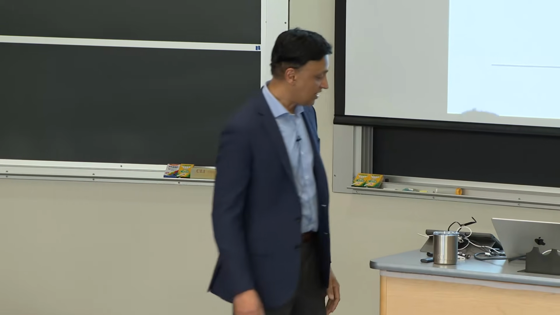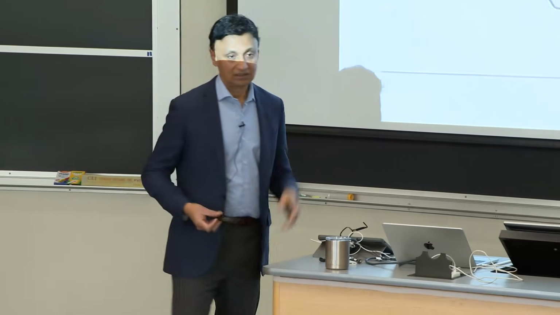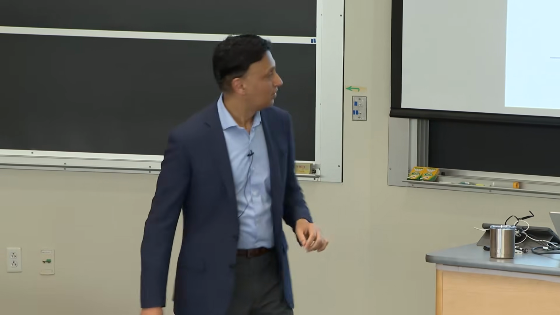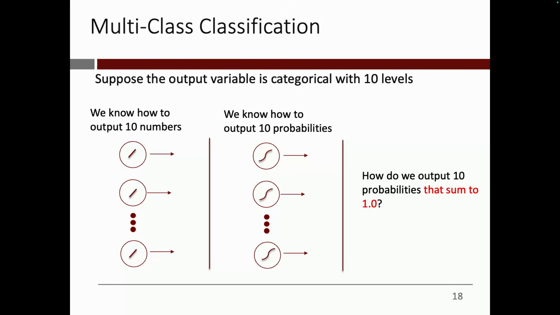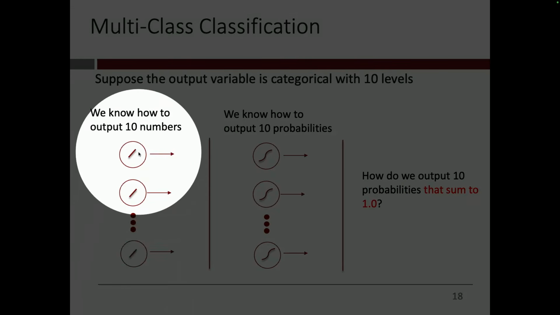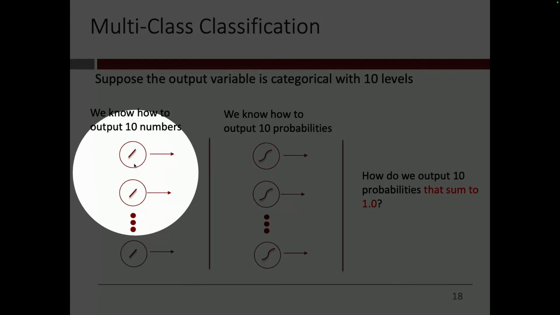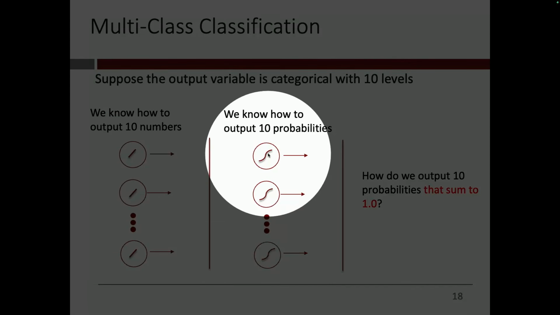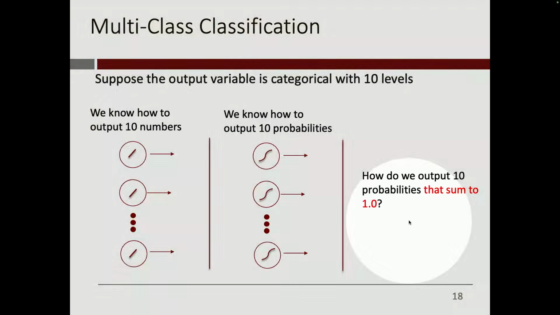So the way we do that, by the way, pay attention to this, because this is actually how GPT-4 works. Okay? So here's what we have. We know how to output 10 numbers. If you want to output 10 numbers, no problem. We can easily output 10 numbers by just using a linear activation. We also know how to output 10 probabilities. Each one just needs to be a sigmoid. But here, we can't use 10 sigmoids as the output. Why is that?